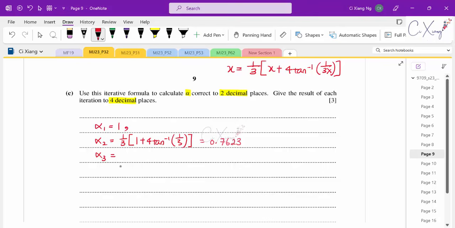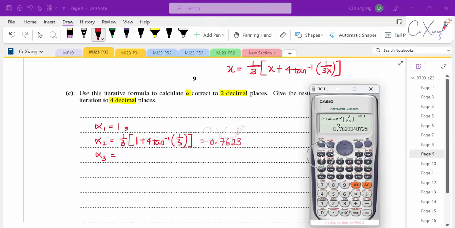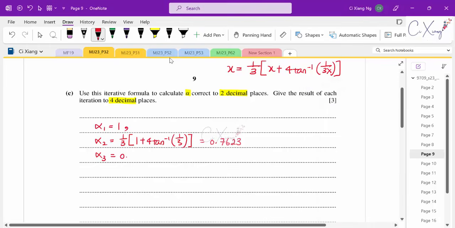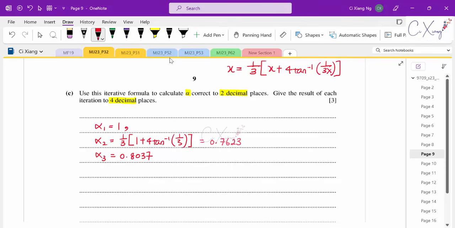So to get the alpha number 3, I need to substitute the value 0.7623 into the iterative formula again. So I press calculate again on the calculator, key in the value 0.7623. After that, press the equal sign, and then I'll get this value 0.8037. So our alpha number 3 is 0.8037. You can see that these two values are not repeated yet, right? So you should continue to find all the iterations until the 2 decimal places answer are repeated.